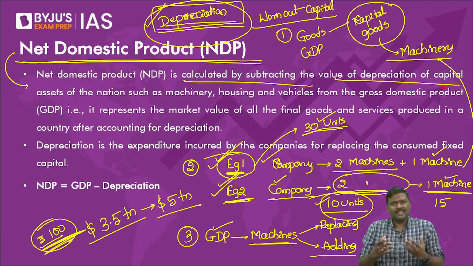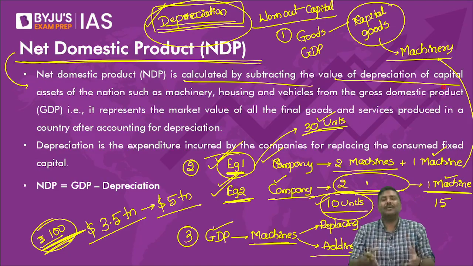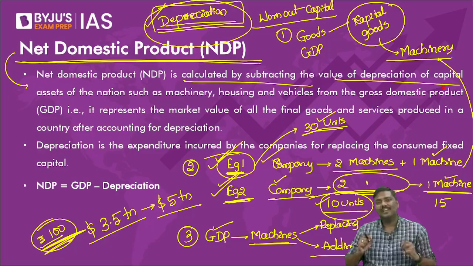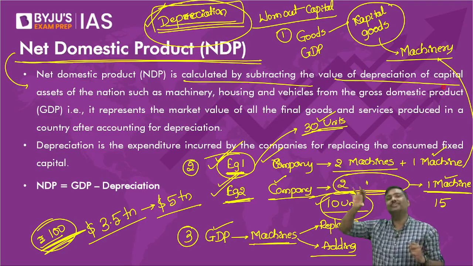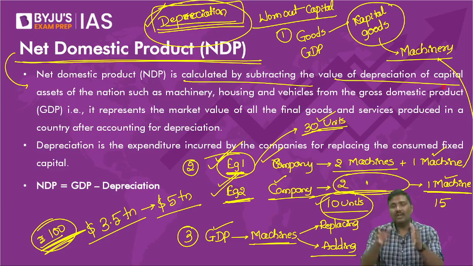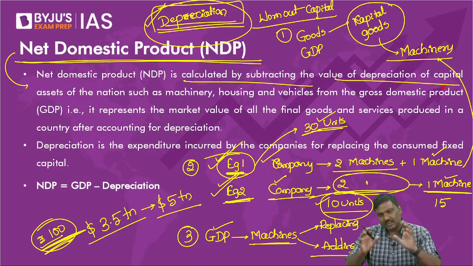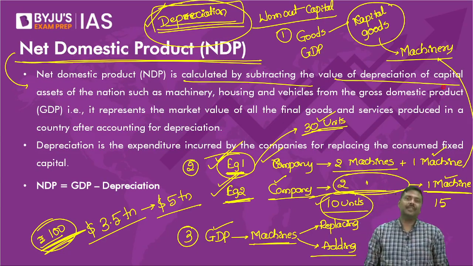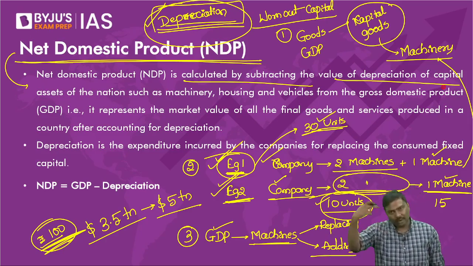Sir, why should I subtract from GDP? Simple, because GDP is giving you all the value of goods and services. Part of it you are taking to replace existing capital. That's the reason you want to find out how much of the GDP is actually addition and how much is actually replacement. Now, is it okay? Can I go to the next point now?